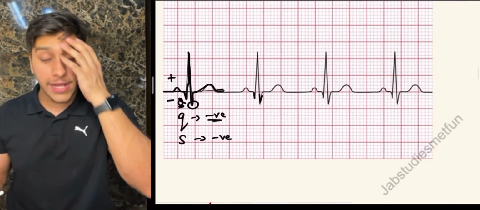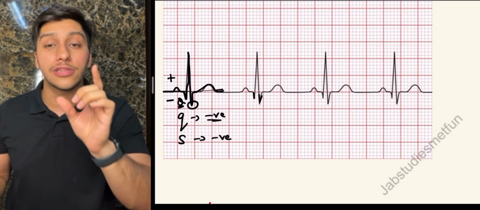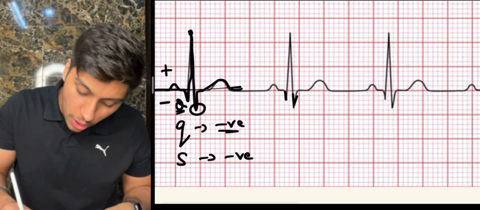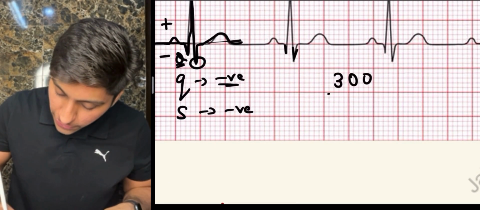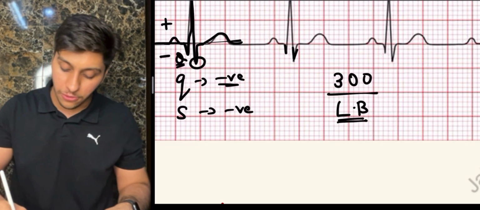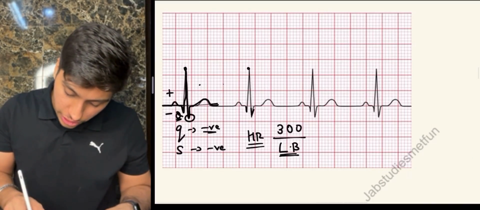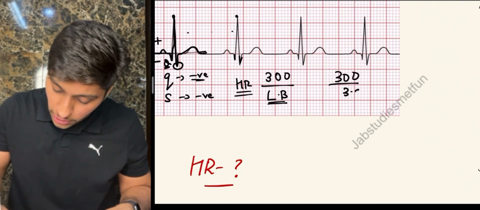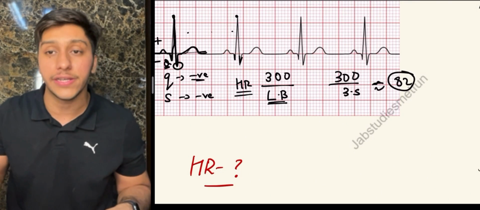Okay, 1 point. Next, guys, you need to know how to calculate the heart rate. Heart rate is calculated by counting the large boxes between 2 R intervals. How do you do it? You take the number 300 and divide by the number of large boxes. 300 divided by the large boxes, you will get the heart rate. So if you see over here, you have 1, 2, 3 and a half, right? So 300 divided by 3 and a half almost gives you a value of around 82 or something like that. So you can say the heart rate is 82.